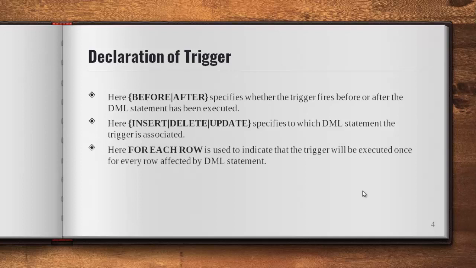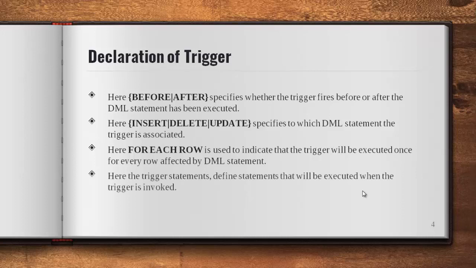And here is the main important thing: for each row. For each row indicates that the trigger will be executed for each and every row affected by the DML statement. Again, we have two types of triggers that we'll see later in upcoming slides, but before that I'm just telling you, for each row indicates that the trigger will be used for each and every row present in the table. At the end of the syntax we have the trigger statements, which define the statements that the trigger wants to execute.